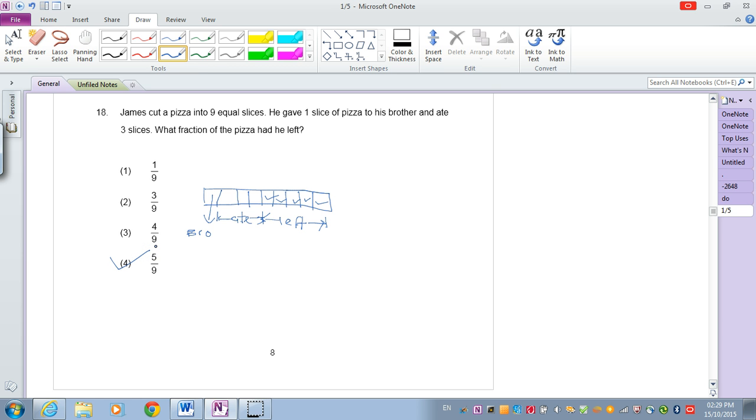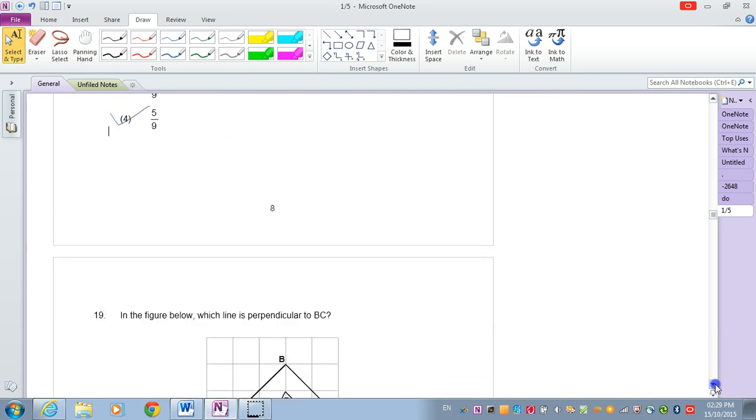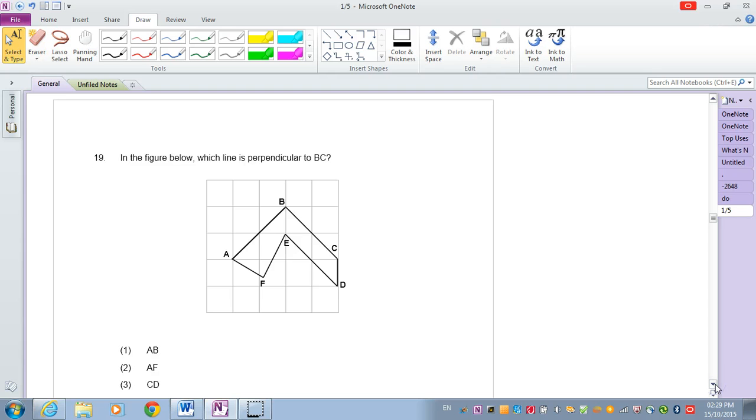Okay. Now let's move on to question 19. Now in the figure below, which line is perpendicular to BC? Where is BC? BC is over here. Now when you see the word perpendicular, do you remember your perpendicular is your right angle? Okay, so your perpendicular is your right angle, which is your L shape.